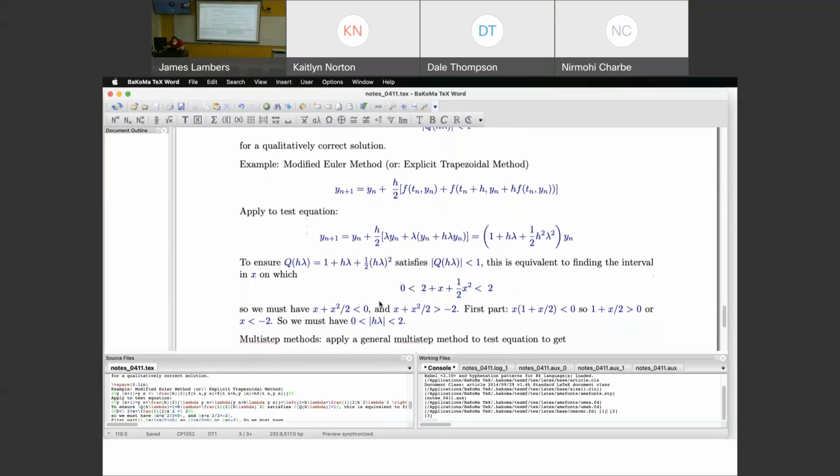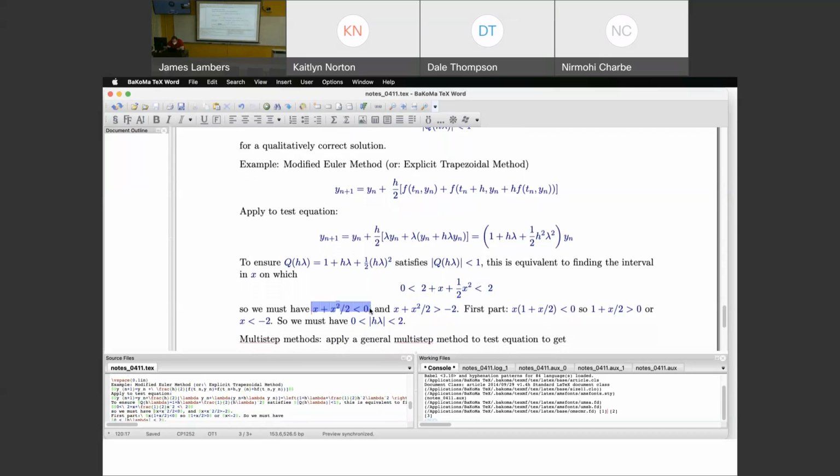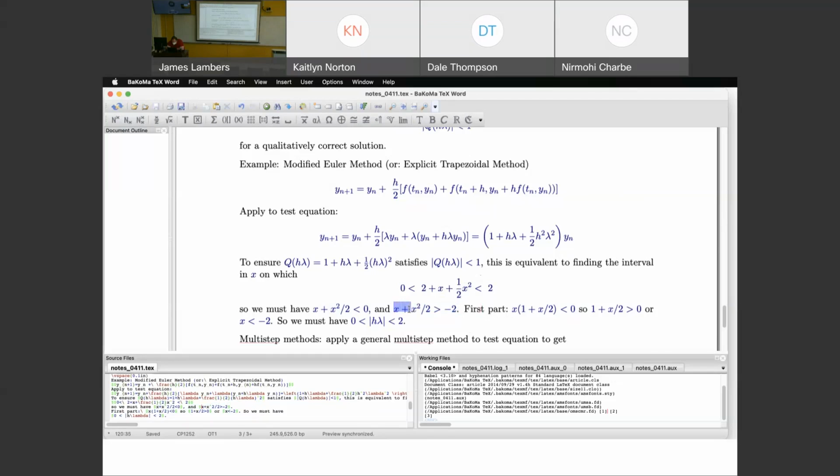So to make sure this happens, now I have this inequality just from canceling out the 2's. From looking at this inequality, this has to be negative for one thing.